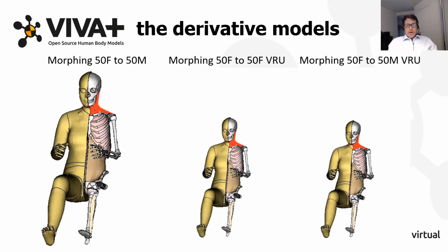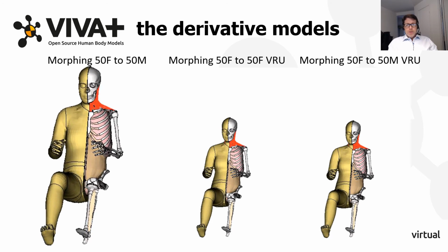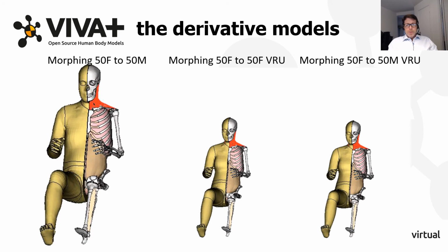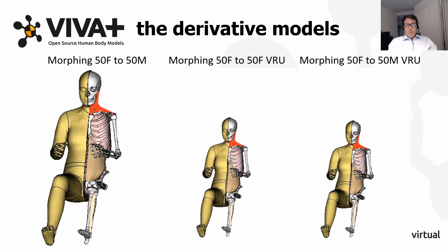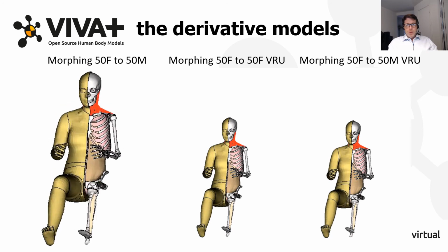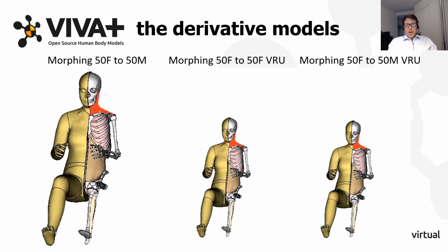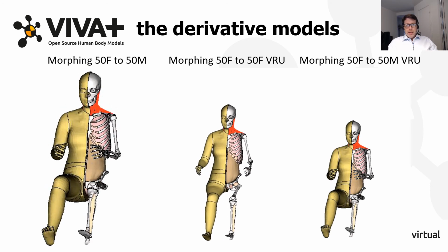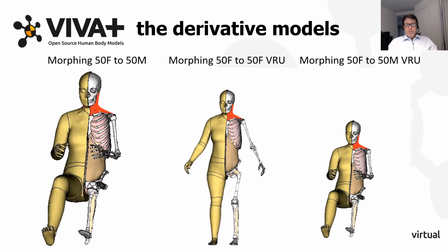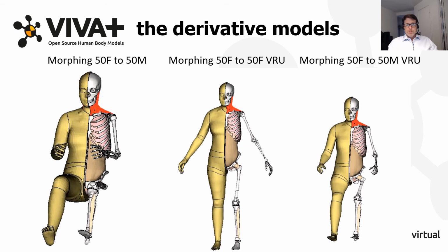Here we see an illustration of morphing the base model to the derivative models. If we look carefully, we can see that it's not a pure scaling. For example, the ribs in the rib cage have steeper angles for males, which is included in the morphing. Another quite visible change is the forward rotation of the pelvis when morphing from seating to standing postures.